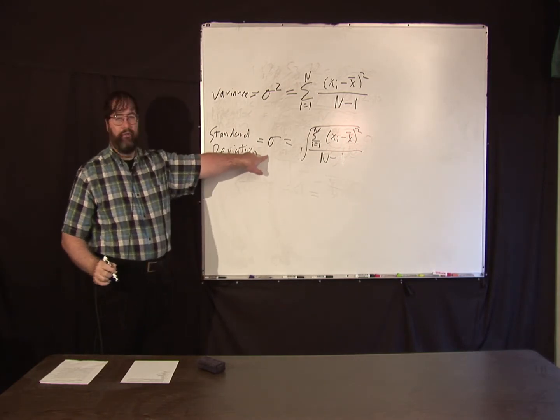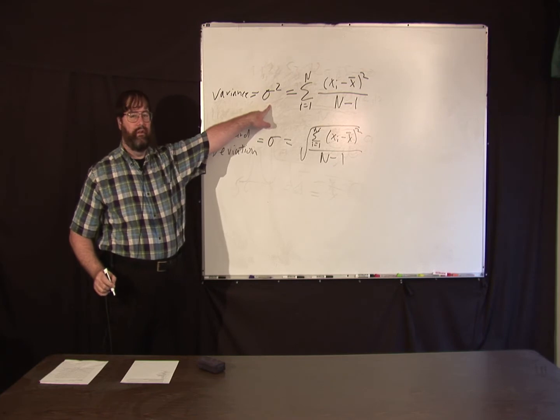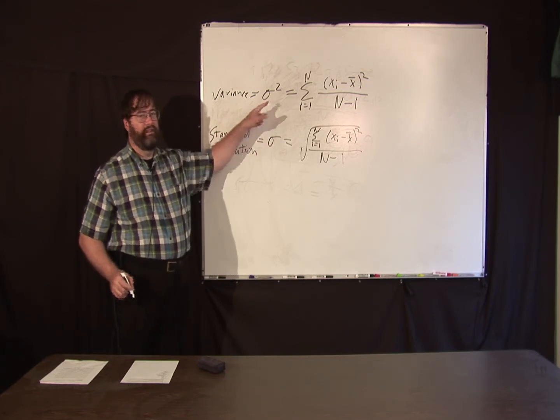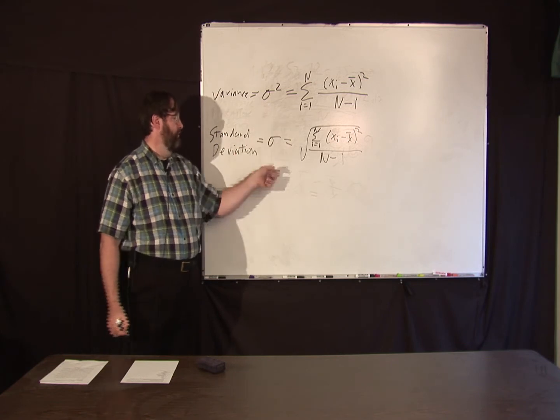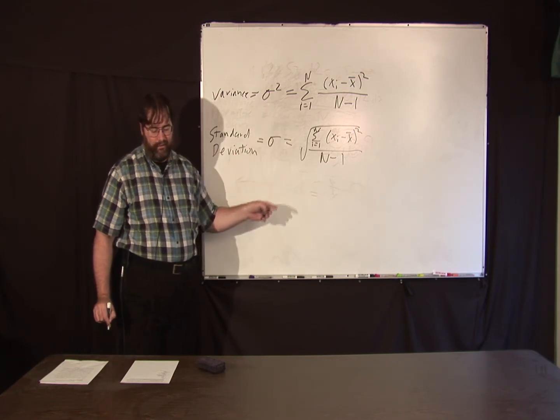The reason you use this is because it is in the same units that your data is in. The variance is in units squared. And so if you want something that's in the units that you're measuring, you take the square root of it. And again, this is called the standard deviation.